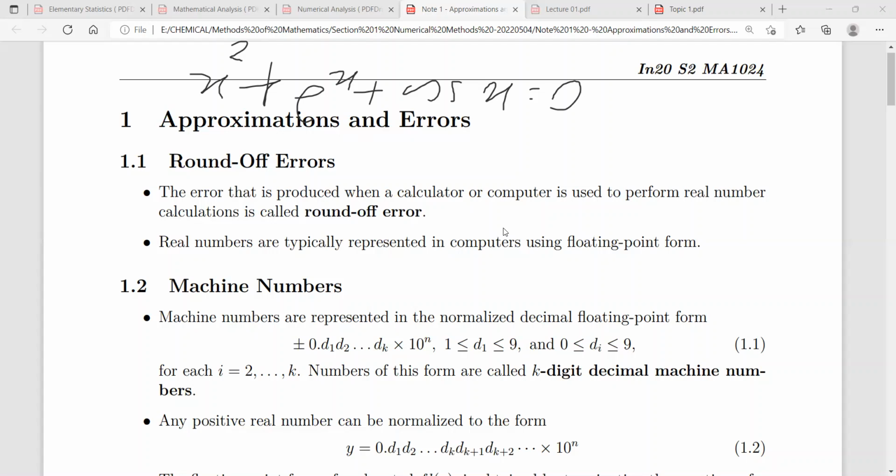There are two types of errors. As madam told, there are two types of errors.